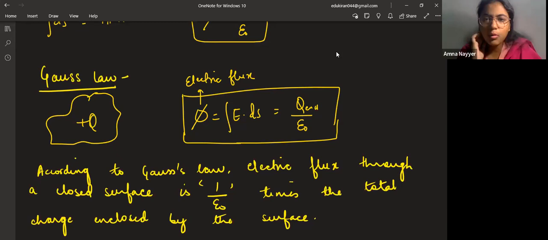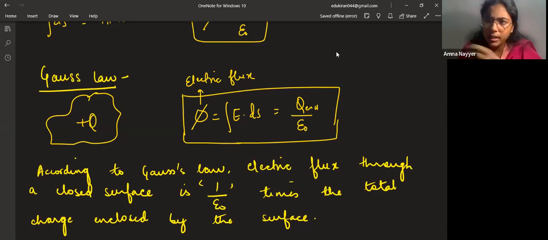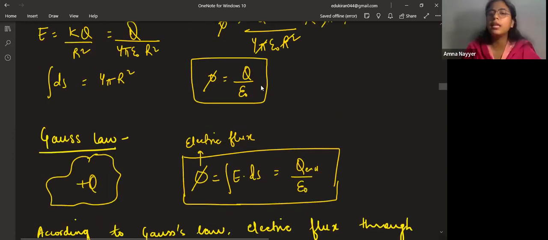According to Gauss's law, electric flux through a closed surface is 1 by epsilon naught, 1 by permittivity, times the charge enclosed. How we use it and its properties we will see later, but for the time being, I hope this is clear. What is Gauss law? And now you will not even be surprised how phi is equal to q by epsilon naught is even possible. Multiply the conditions, you'll get this directly.